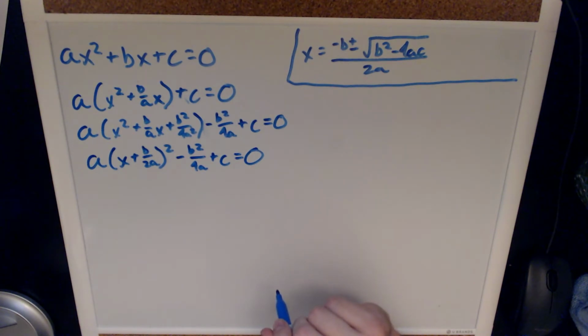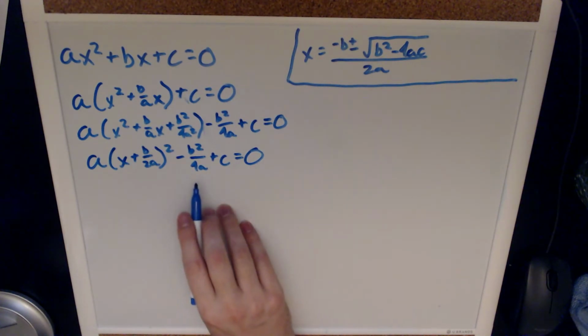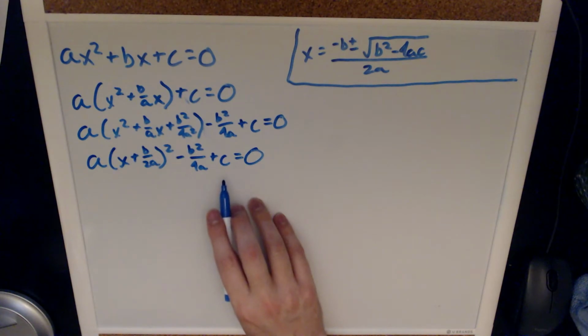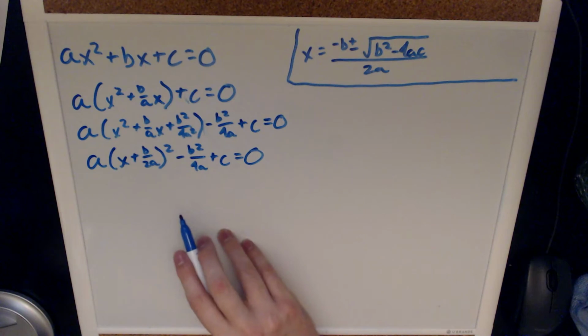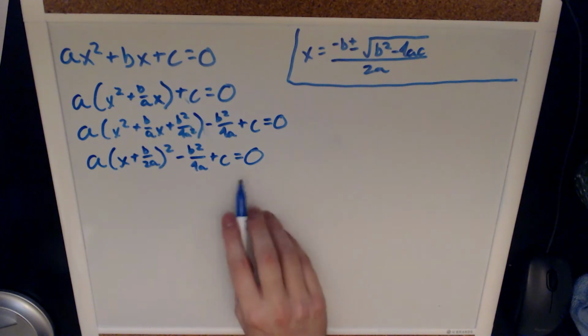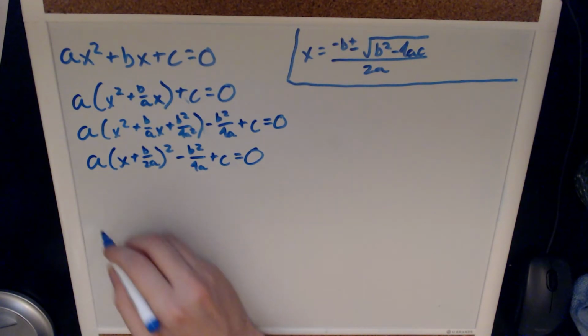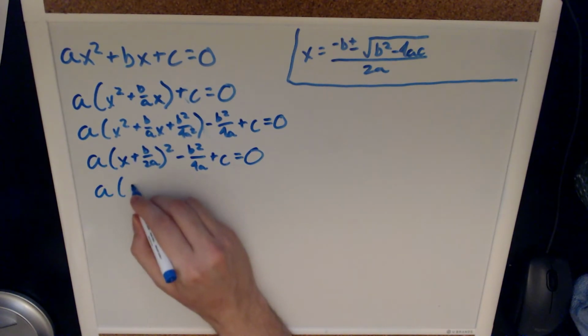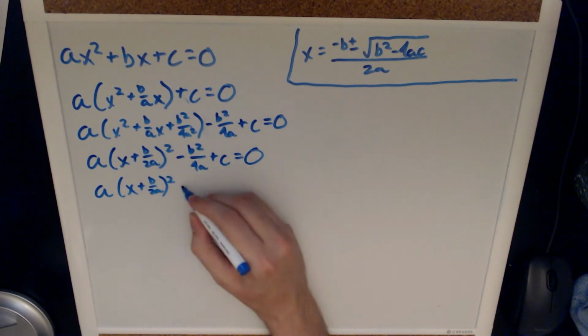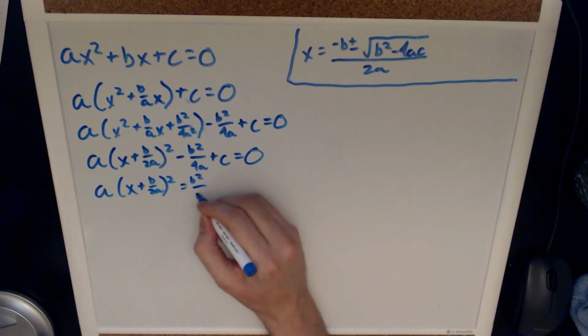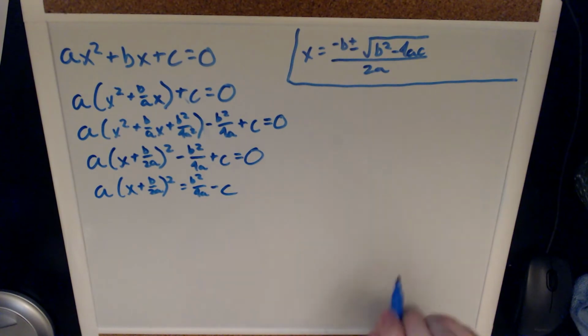The first thing we need to do to isolate x is look for any terms that are only added to the x term and subtract them from both sides. We have our b squared over 4a as well as our c. As the b squared over 4a is negative, we can add it to both sides to move it, and we could subtract the c from both sides to move it, giving us a times the quantity x plus b over 2a, squared, equals b squared over 4a minus c.